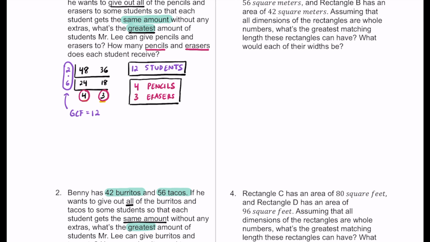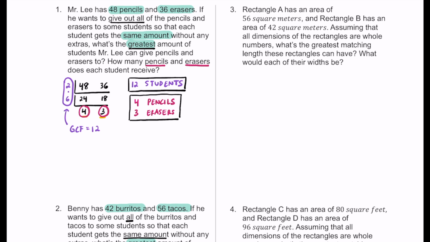Here's number 3. For number 3, we see that rectangle A has an area of 56 square meters, and then we have rectangle B. So we have two rectangles, and this one has an area of 42 square meters. Assuming that all dimensions of the rectangles are whole numbers, meaning no fractions or decimals, it says what's the greatest matching length? Greatest kind of tells us we're doing GCF. And then it says matching length, so there has to be something in common. What would their widths be?